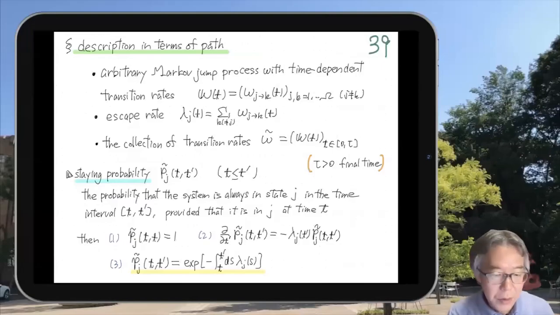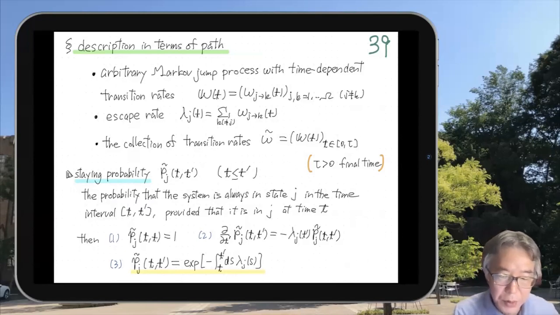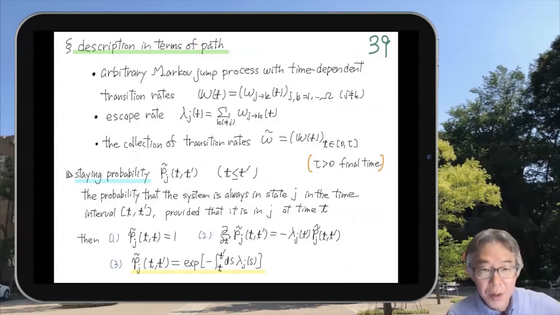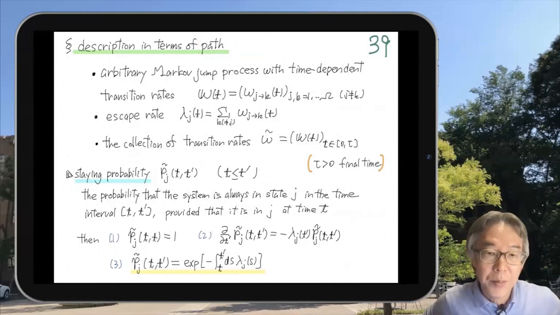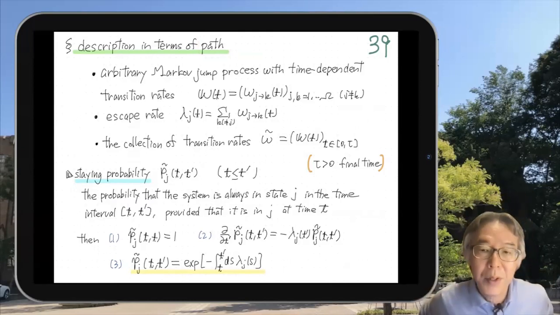Here we are still interested in Markov jump processes, but discuss the description in terms of something called paths. Okay? And there's nothing really difficult here, but I would say that notations are a bit heavy. So I want to summarize them carefully here.